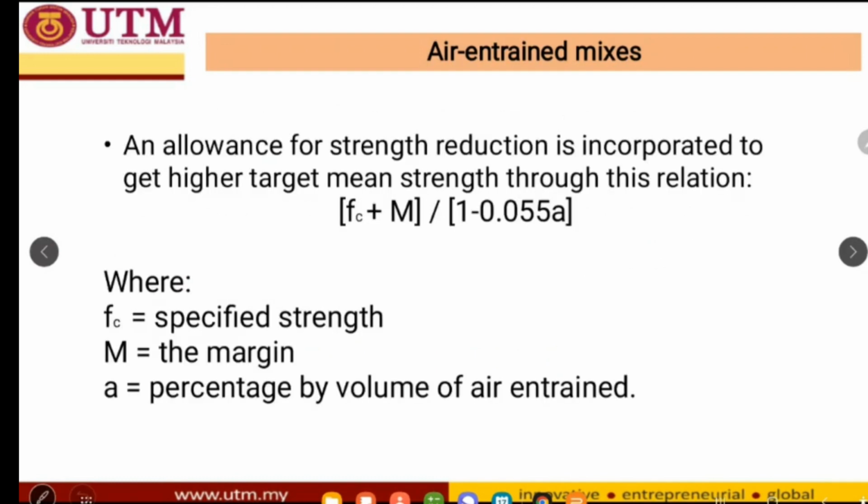So in order to take this side effect into consideration, this is the formula that we are going to use, where fc is the specified strength plus the margin, and then you have to divide it by 1 minus 0.055A, where A is the percentage by volume of air entrained.